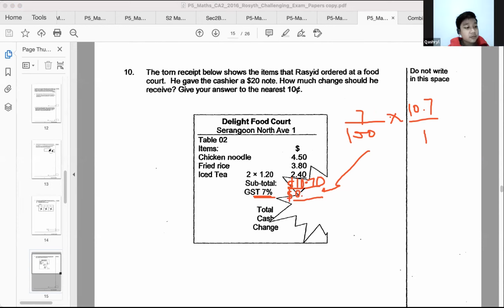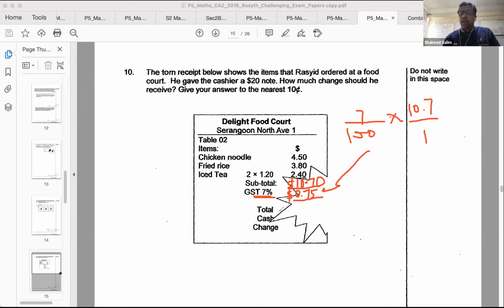I can answer. Okay, what's the answer? The answer is 749 out of 1,000. Okay, so we make it 75. Okay, nearest two decimal places. So 75 cents. 75 cents you have to pay to the government.